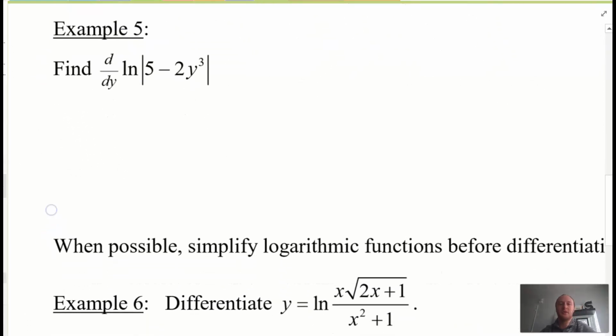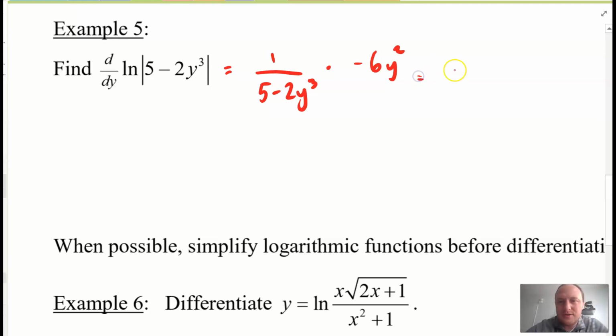Okay, example 5. Find the derivative of the natural log of 5 minus 2y cubed. Sorry, the absolute value of that. I just kind of ignored that. So it's going to be 1 over 5 minus 2y cubed times the derivative of the inside, which is negative 6y squared. Okay, and if you want to go ahead and simplify that, you can. I think it just makes it look a little bit cleaner. Negative 6y squared over 5 minus 2y cubed.